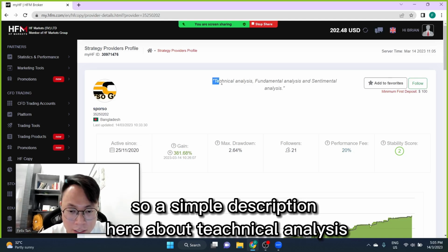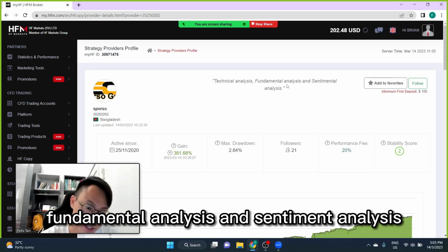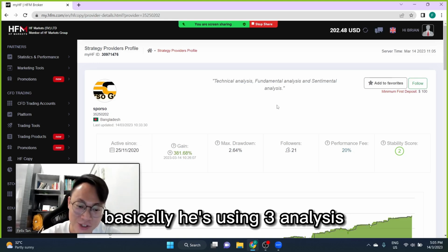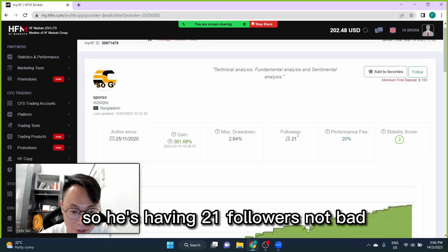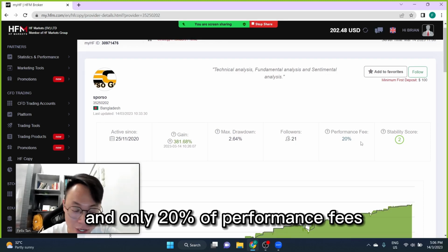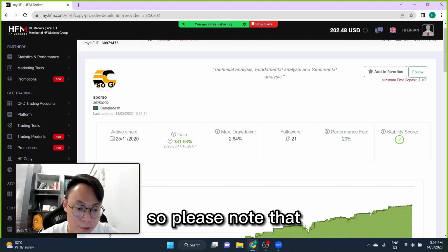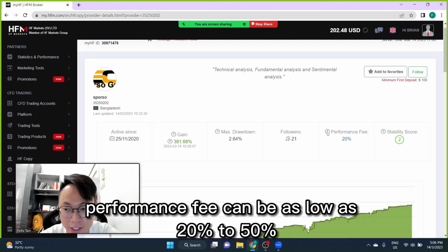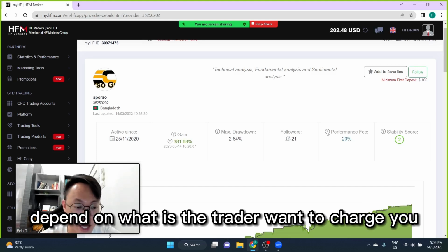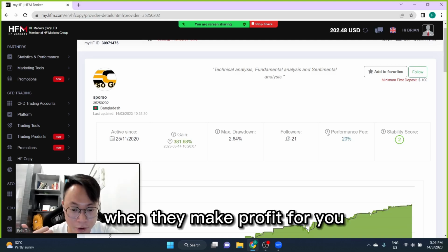Right? So simple descriptions here about technical analysis, fundamental analysis, and sentiment analysis. Basically, he's using three analyses, right? So he has 21 followers, not bad, and only 20% performance fees. Please note that the performance fee can be as low as 20% to 50%, depending on what the trader wants to charge you when they make a profit for you.